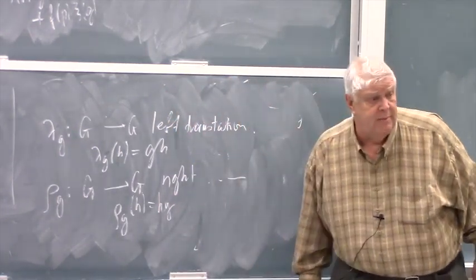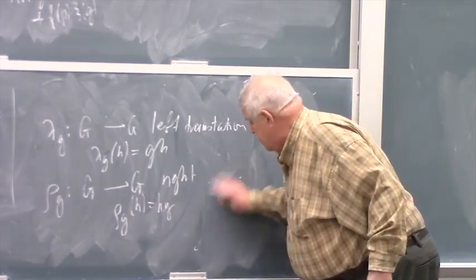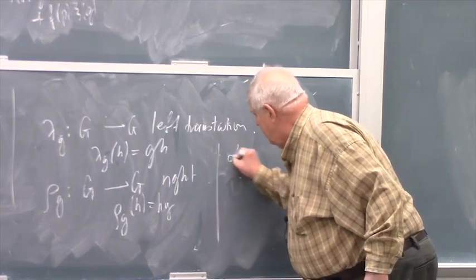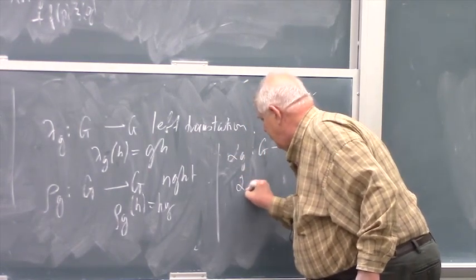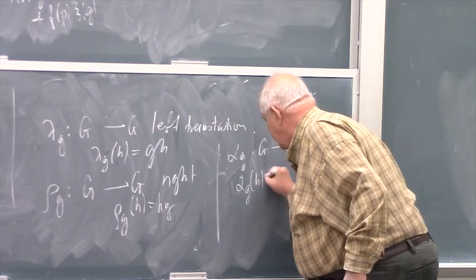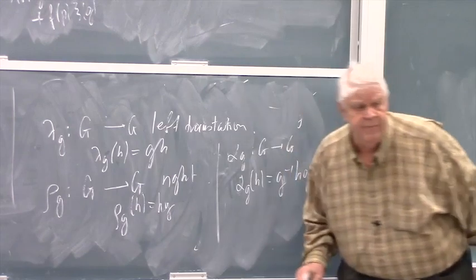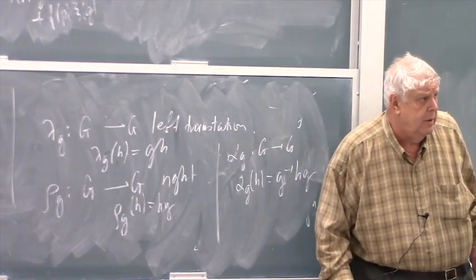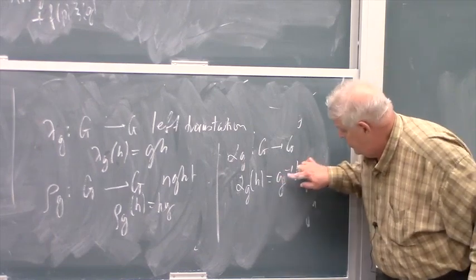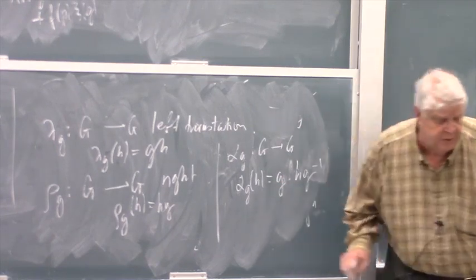Also, there exists a combination of these two maps, conjugation. Alpha g, G into G, alpha g of h is g inverse hg. You know, maybe it will be more convenient for you if I write ghg inverse. Yes, I prefer this.